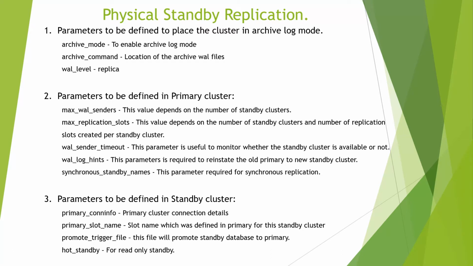I'm going to define all three sets of parameters in both primary and standby, because in case of failover, my new primary has to pick all the replication related parameters automatically. At the same time, when I'm reinstating my old primary as the new standby, it has to pick all the standby related parameters automatically.